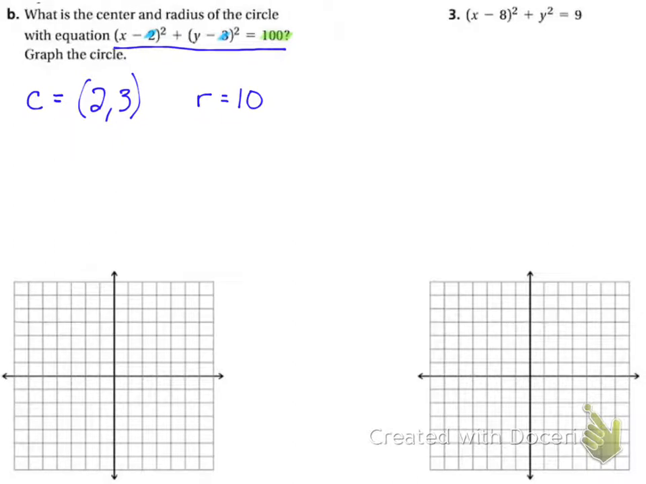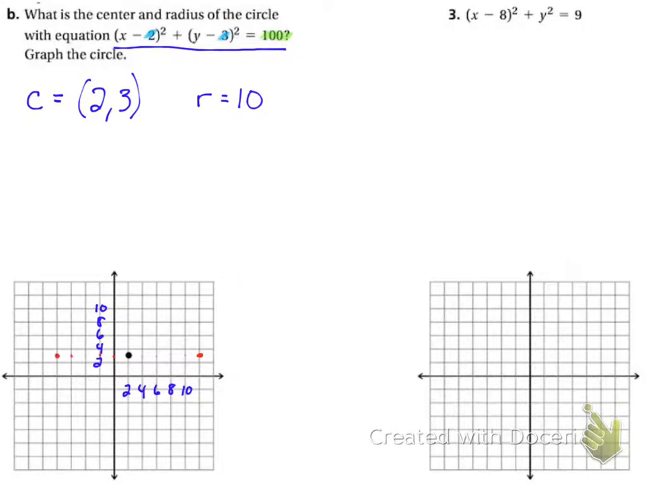For this to fit on my graph nicely, I'm going to use a scale of 2. So 2, 4, 6, 8, 10, and 2, 4, 6, 8, and 10. So what I can do is take that ordered pair, 2, 3, which is my center. So 2, 3 will be right about there. And then since I have a radius of 10, to make a good-looking graph, I can go 10 to the right, 10 to the left, 10 up, and 10 down. So I know that's 10 to the right, 2, 4, 6, 8, 10.